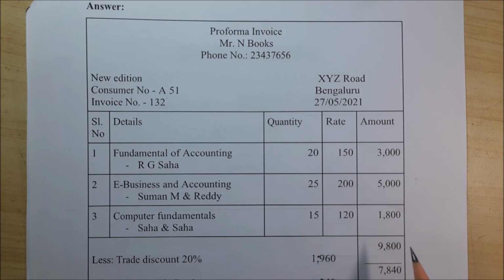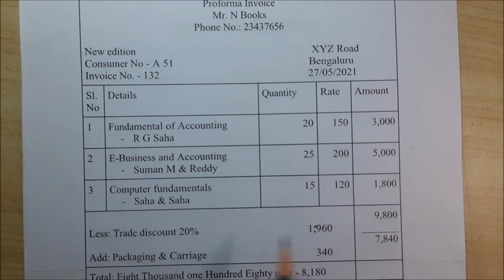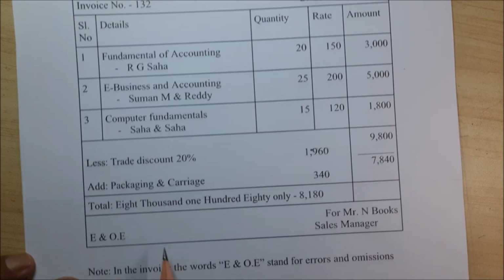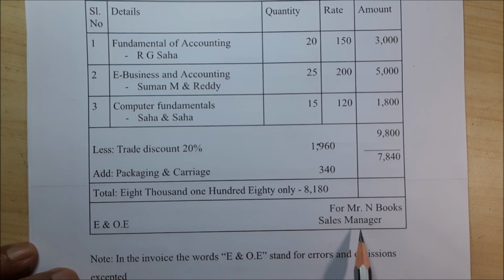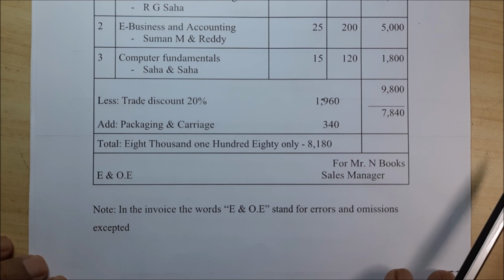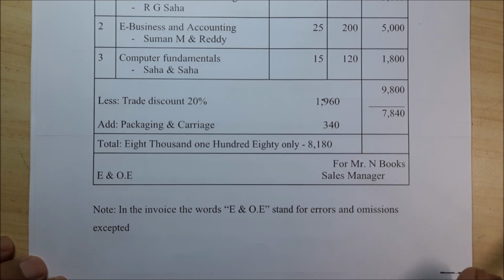Pro forma invoice is not a regular invoice. It is an invoice which is prepared earlier to your invoice. That means you are giving something like a quotation. So these are the amounts and discount. Here it is packing and carriage, everything. Then the total amount payable, and signed by that person. So this is how you have to write your pro forma invoice if they ask for it.